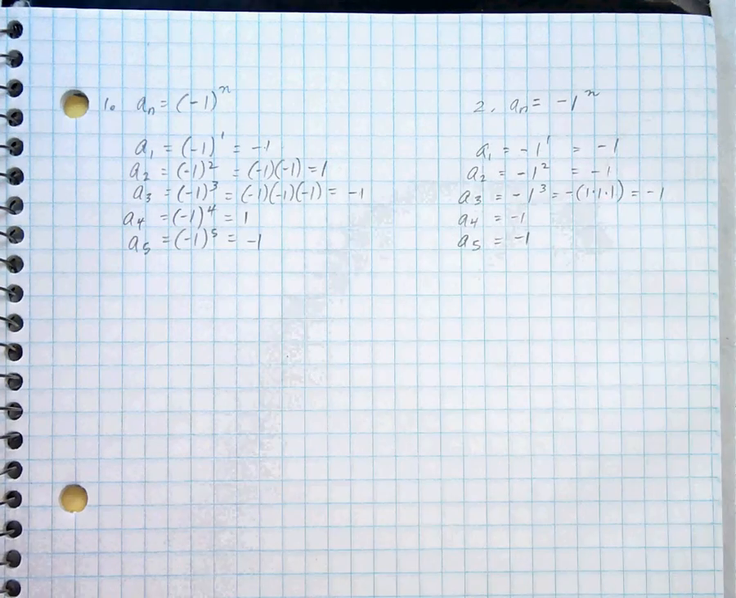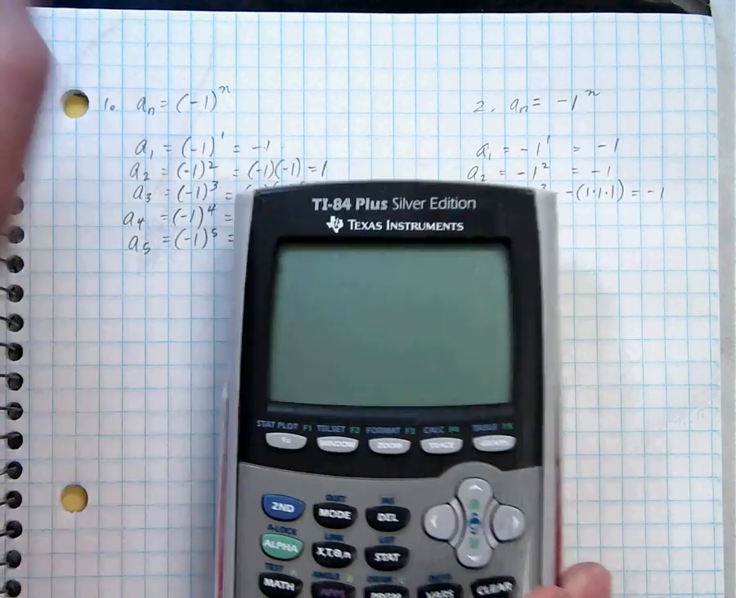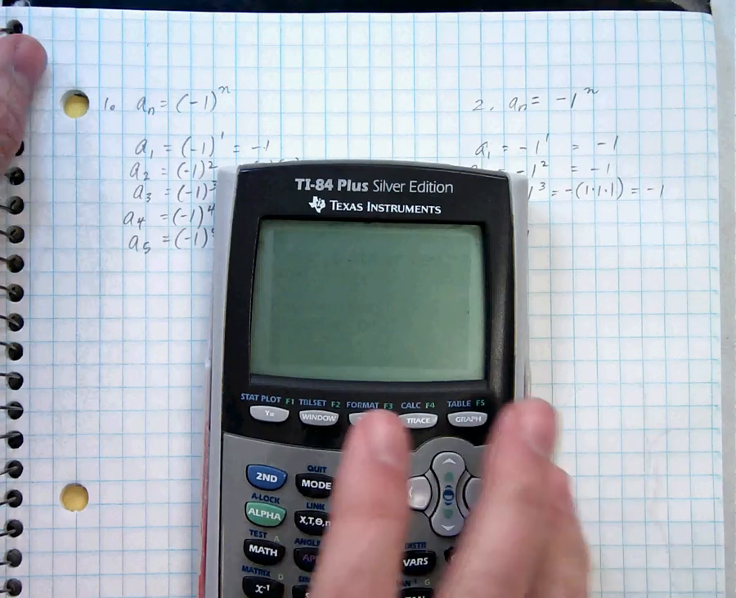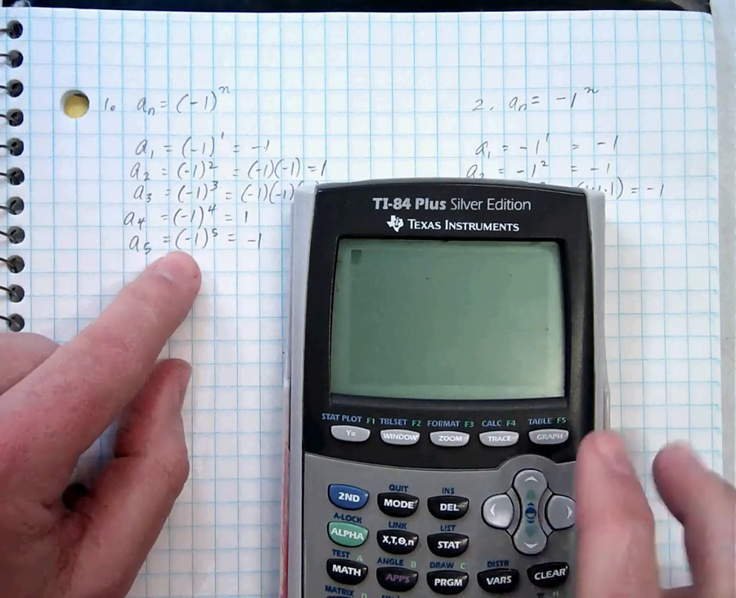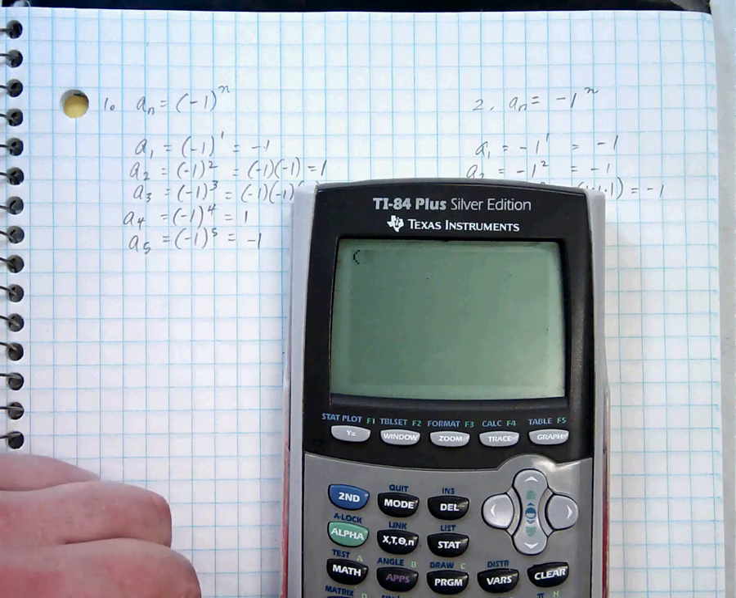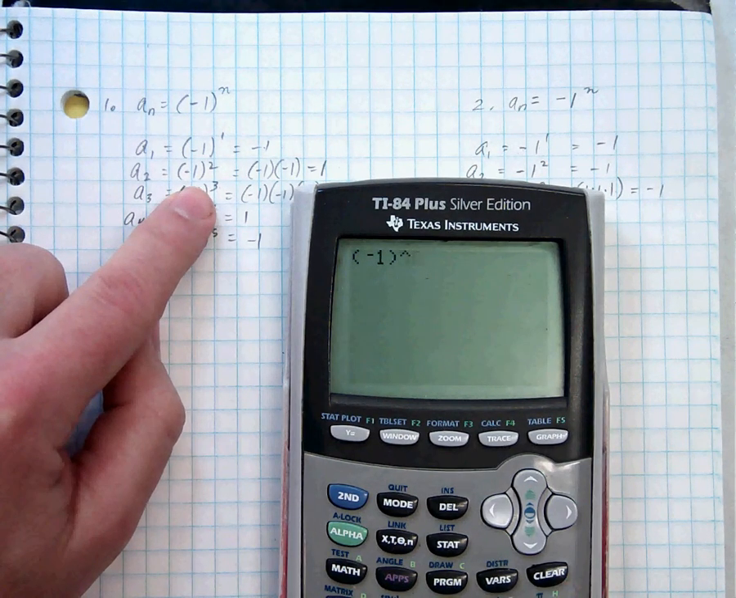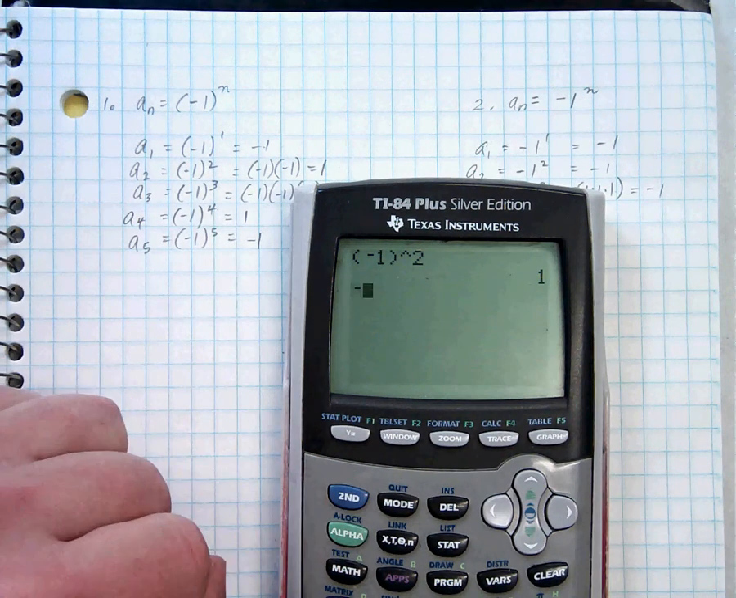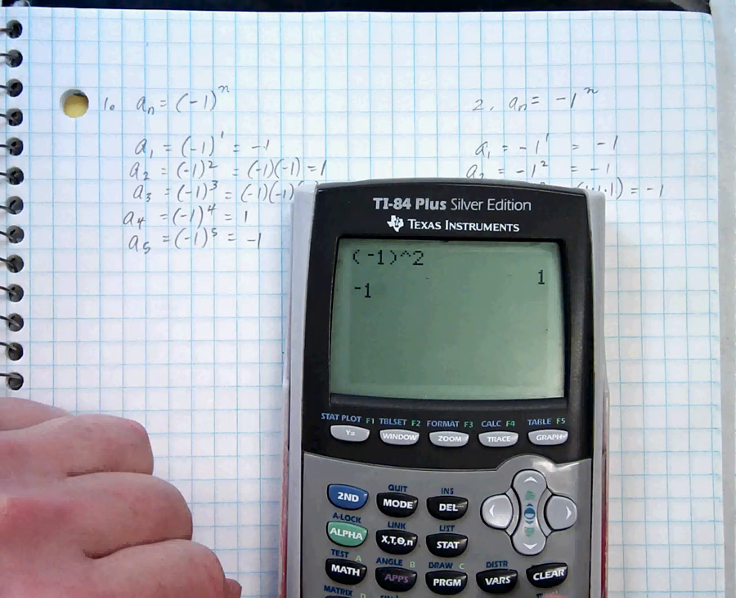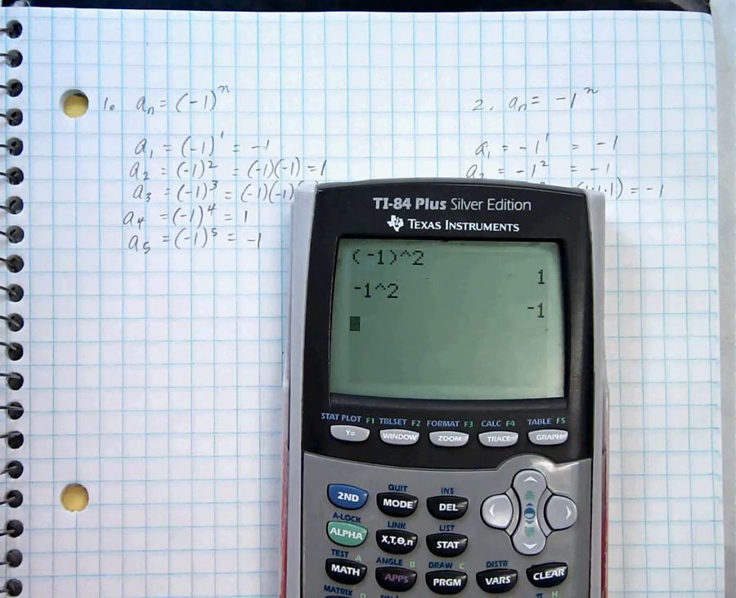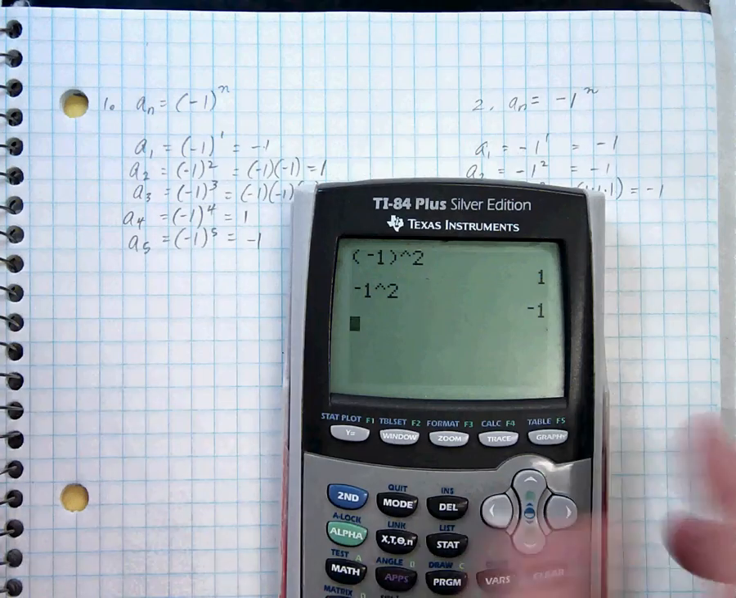So your calculator knows this, right? It follows these orders of operations and all. So be careful when you put in, for instance, right here, parenthesis -1 to the 2nd. It'll give you 1, but if you leave off the parenthesis, it'll give you -1. So be very careful. Pay attention to the parentheses. They're important.